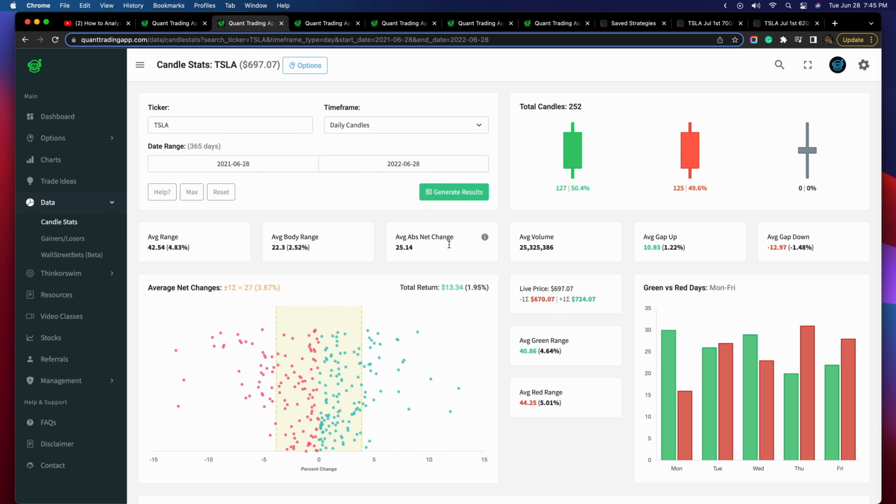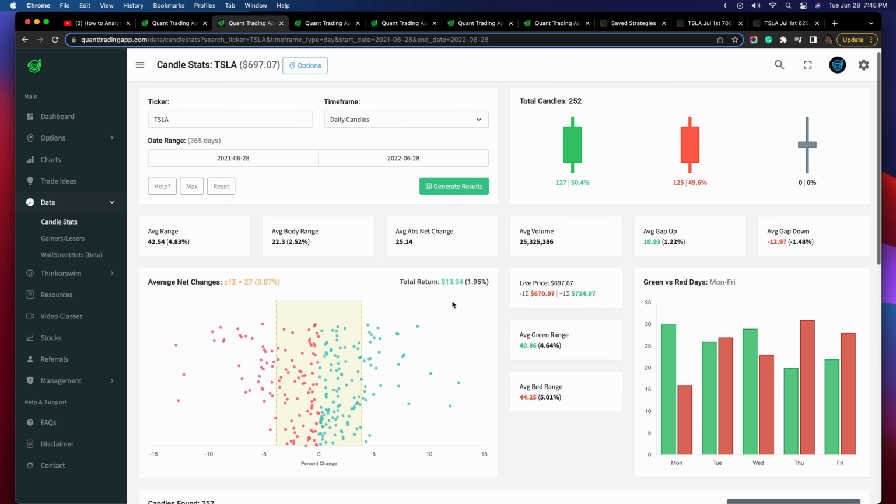So what we're looking at right here are some of the candle stats on Tesla. As we can see right here, this is the magic number. This is a 1 standard deviation move for Tesla on the daily time frame. Tesla generally has about a 27-point move. However, for a swing trader, I'm more interested in what it does from a weekly standpoint.